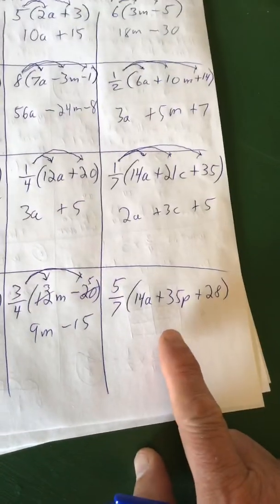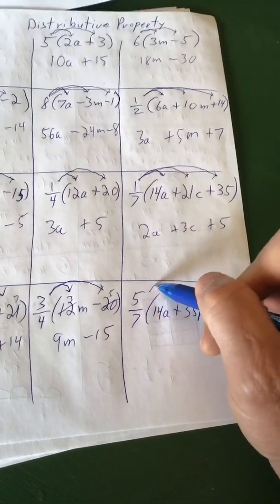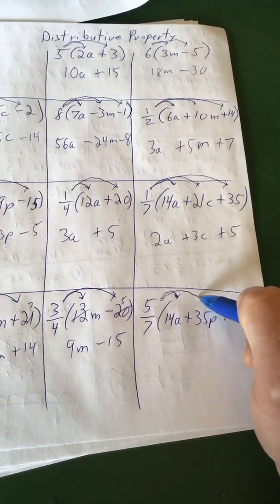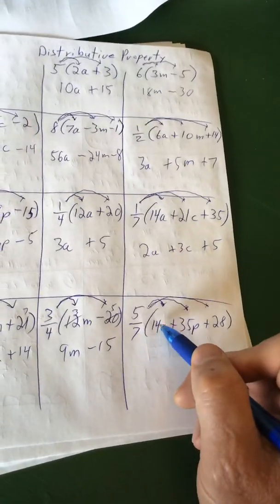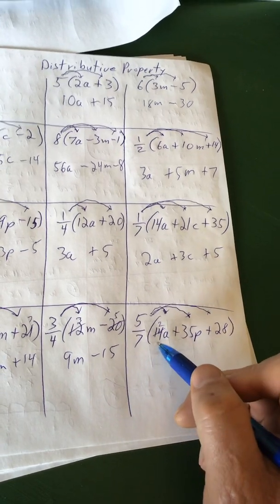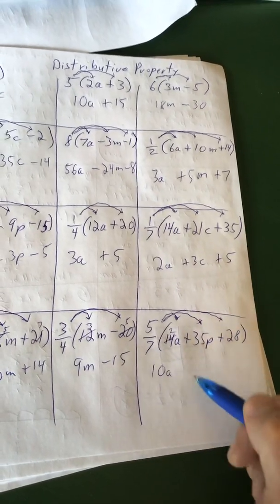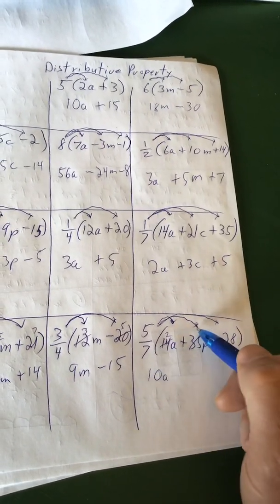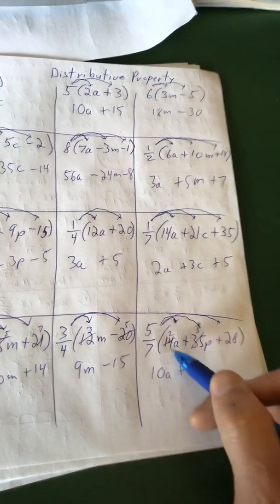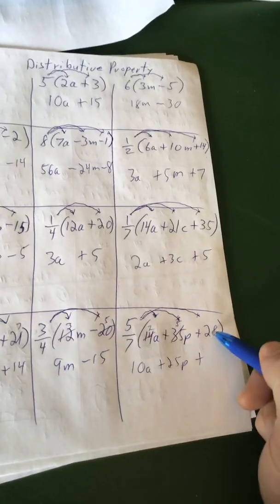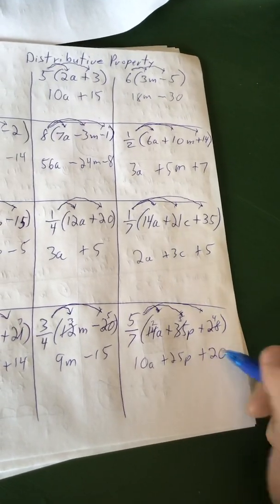So last one here. Hit pause and let's get it. You can do this. I'm going to go. I'm assuming you're hitting pause. You getting this down? 14 divided by 7 is 2. That would be 1/7, would be 2a, but 5/7, that'd be 10a. 35 divided by 7 is 5, and 5 times 5 is 25. Don't forget your variable, don't forget your variable. And then 28 divided by 7 is 4, and 4 times 5 is 20.